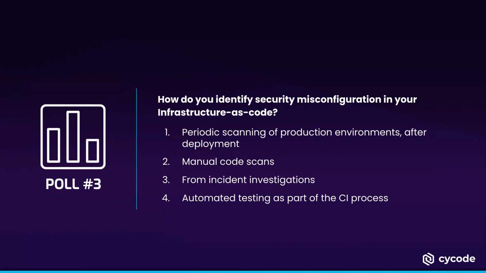The question was, how do you identify security misconfigurations in your infrastructure as code? The top answer was periodic scanning of production environments after deployment. That was about 36% of everybody. The next answer was manual code scans, and that was 23%. From there, it was from investigations, so actually doing an incident investigation, and that's about 20%. And lastly, only 21% of people had an automated testing process that included IaC scanning as part of their continuous integration. So very interesting stuff.